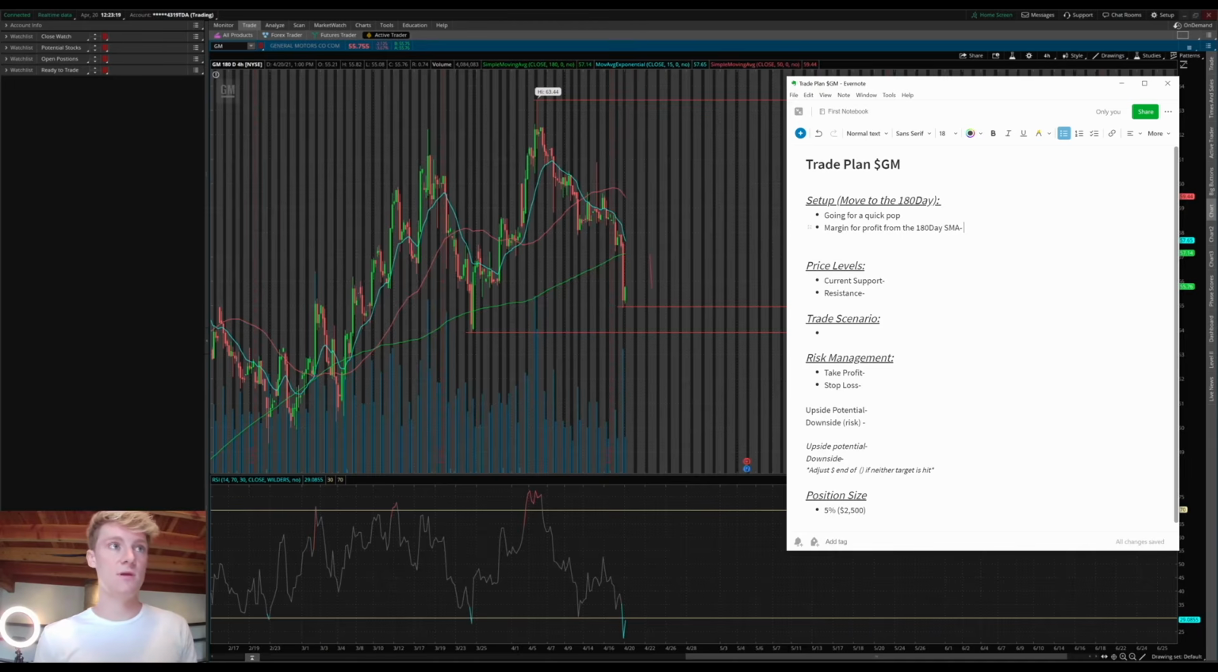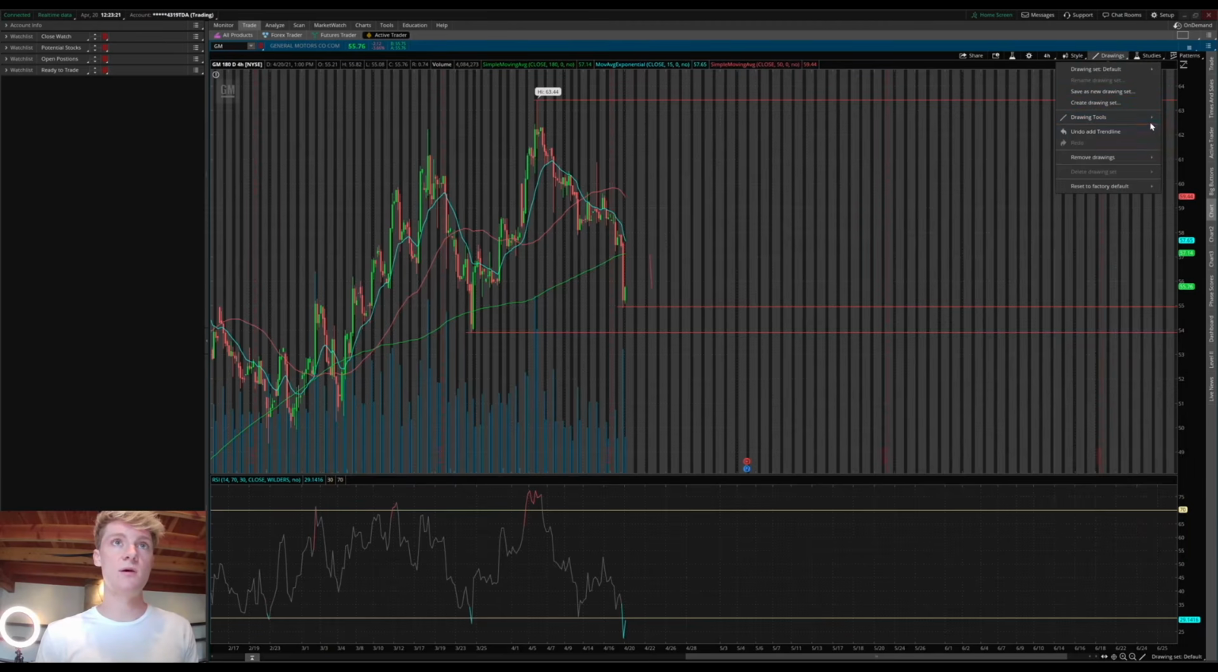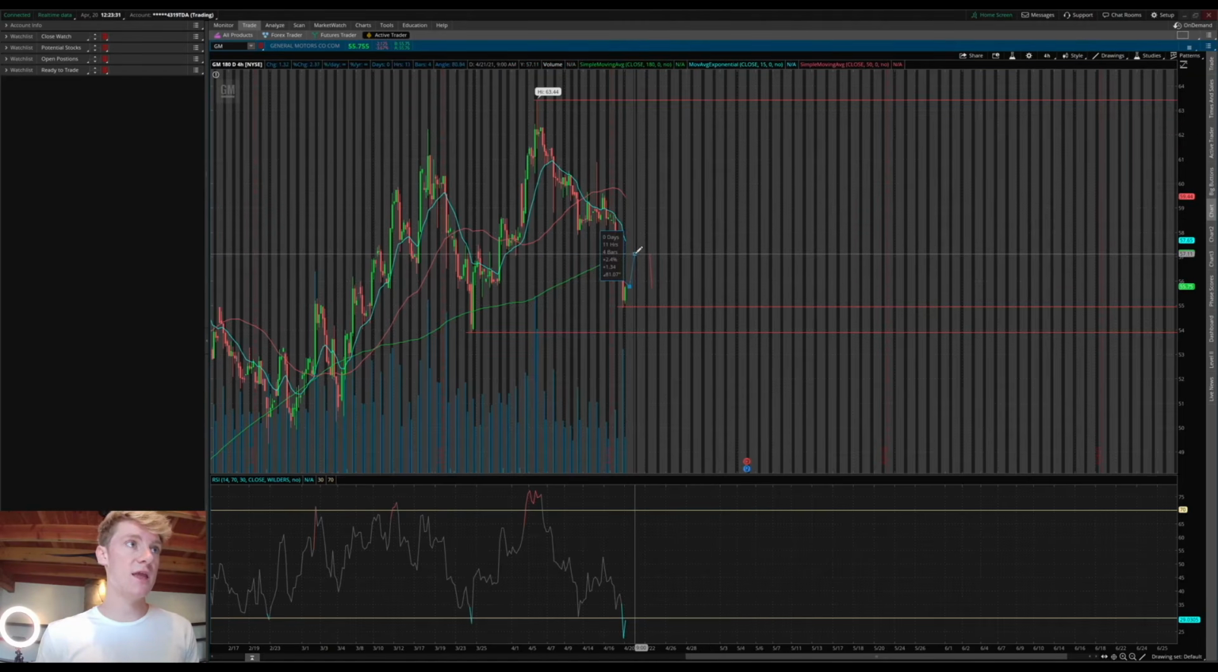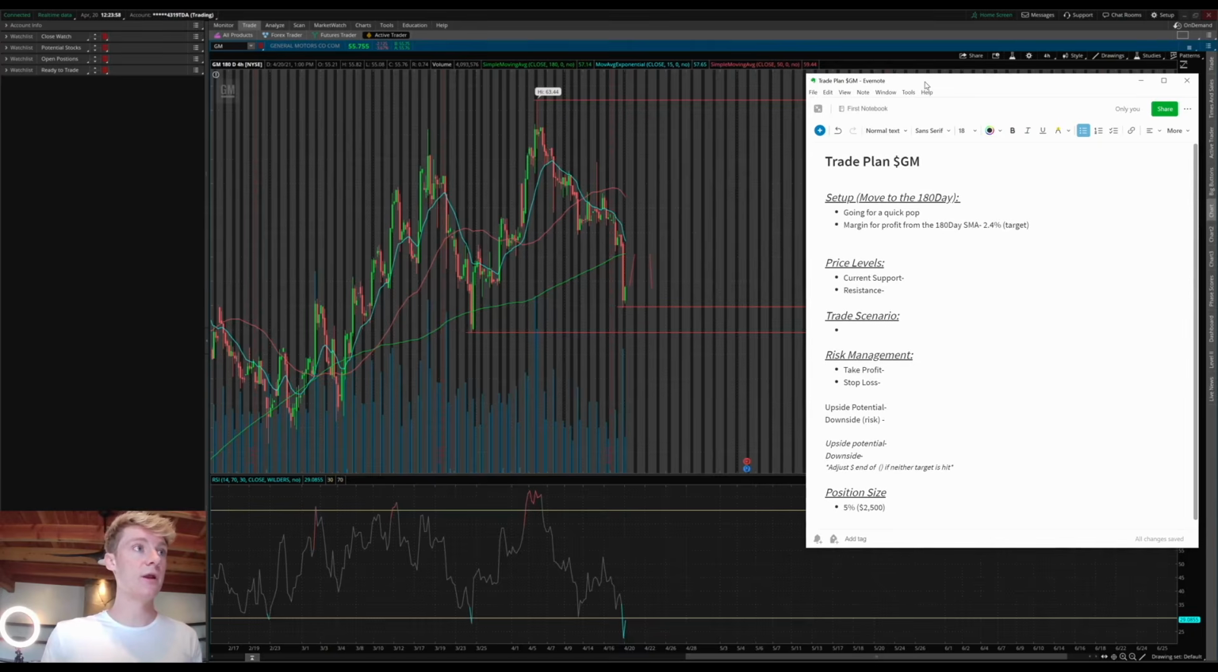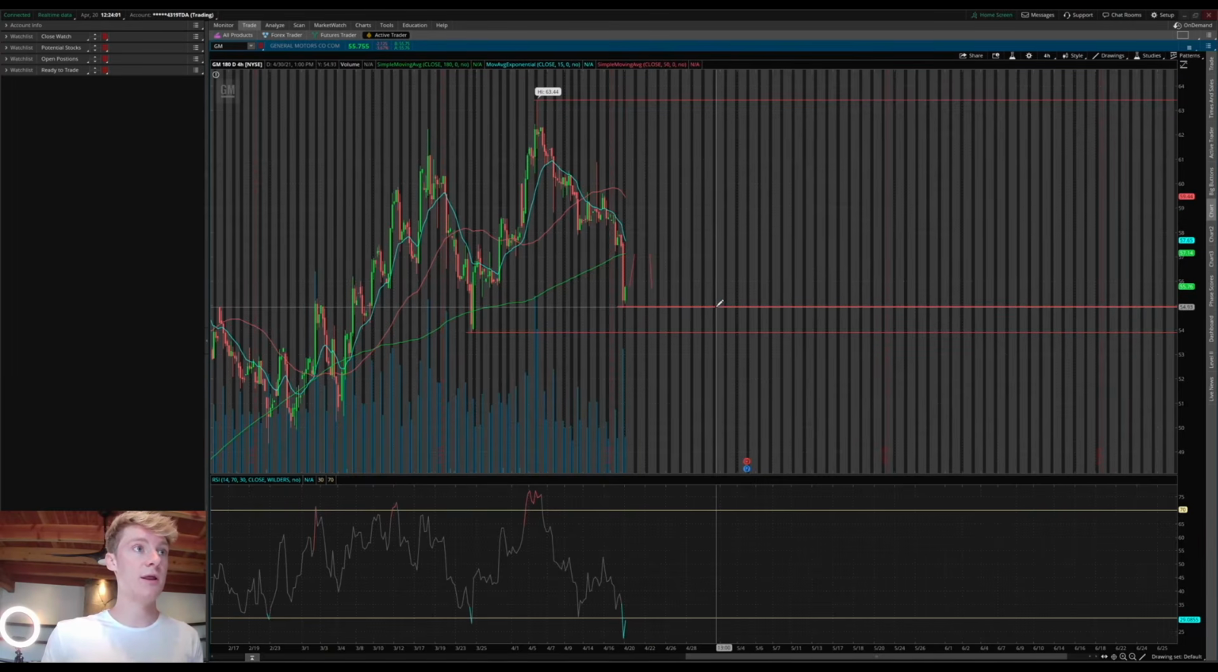Okay, let me go ahead and draw this again, and try to be a little more accurate. So I'm shooting for a 2.4% move. Okay, so 2.4% is our target for our move. Our price levels: our current support, we have support at 54.95. Okay.